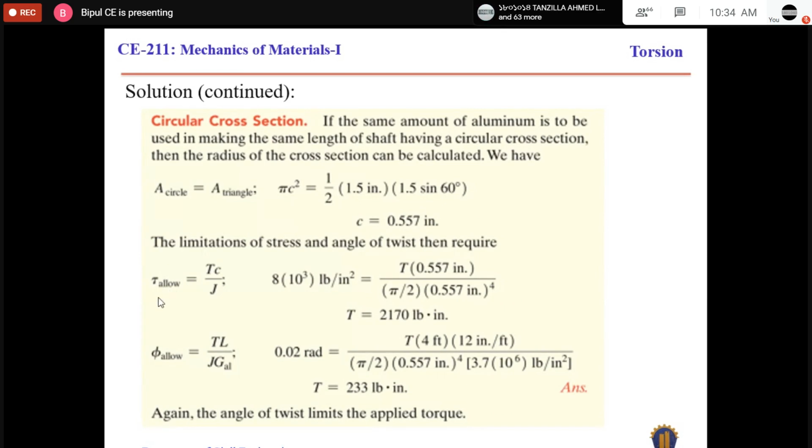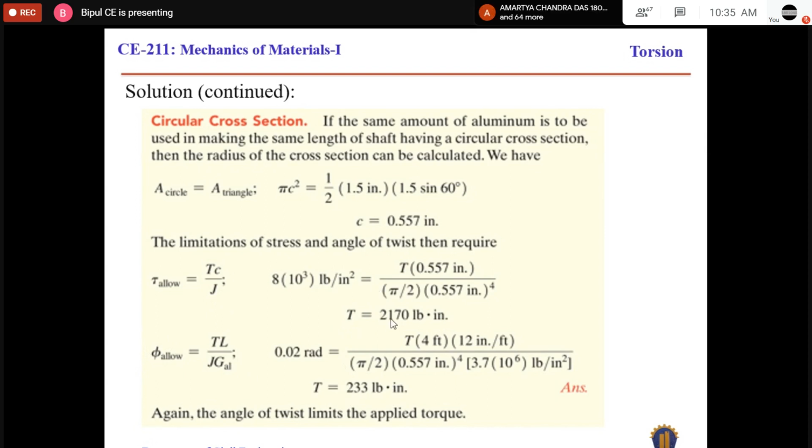to follow the stress limit criteria, the maximum value of torque will be, so here c is this one, and tau allowable is 8 ksi, so it will be 8,000 psi. As we now have the value of the radius c, we can determine the sectional properties. So from here, the maximum value of torque will be 2,170 pounds. And to maintain the angle of twisting criteria, from here we will get another value of maximum torque.